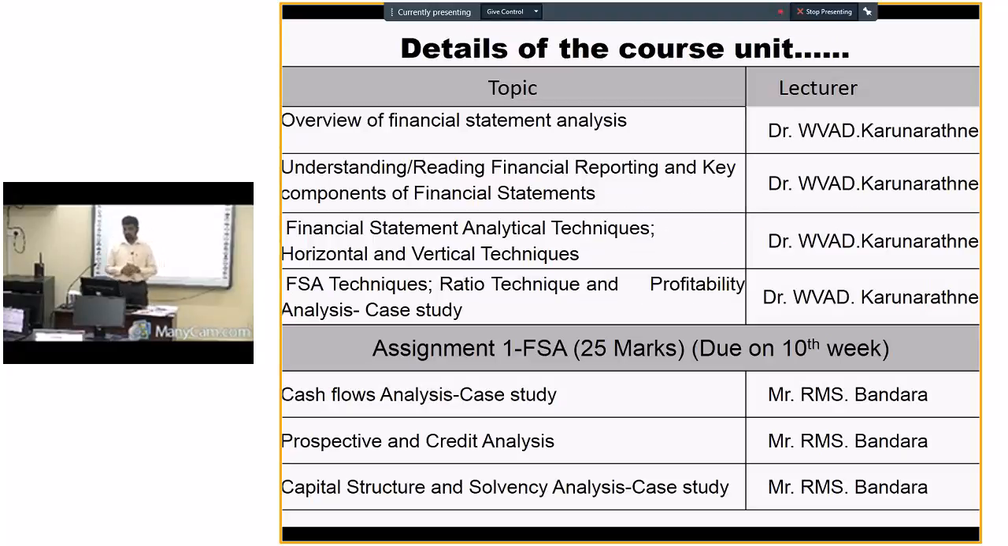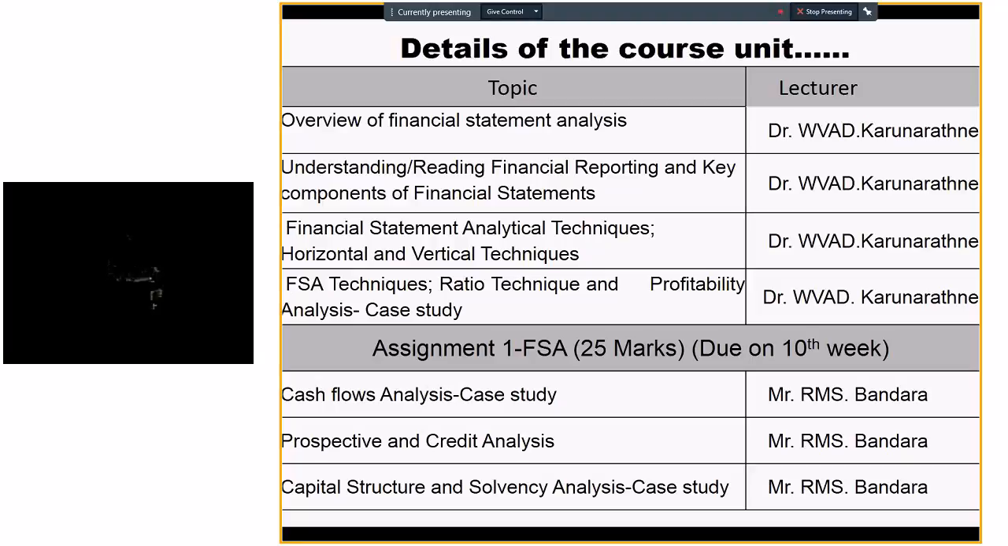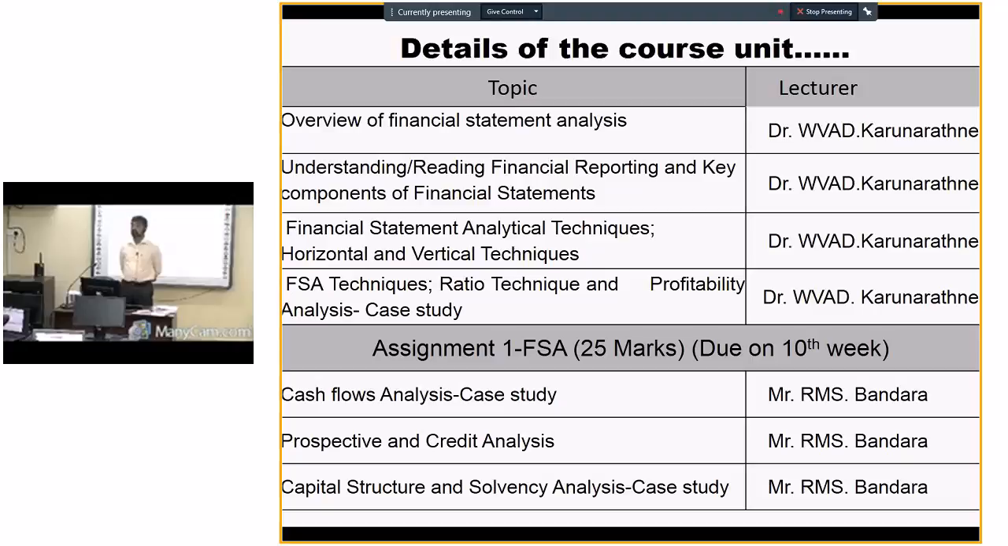This is the course outline or the schedule. Overview: today we are going to discuss an overview of financial statements. Next time, you can also download a number of annual reports, and we have to read the financials. We are calling that reading the financial statements: how to read and understand financial statements, what are the key components of financial statements, and what are the line items of each financial statement.